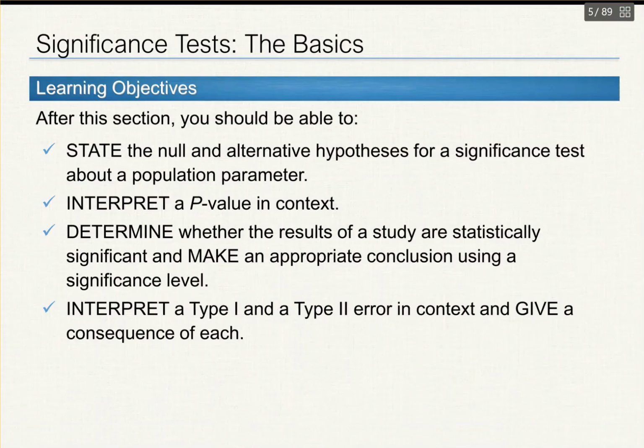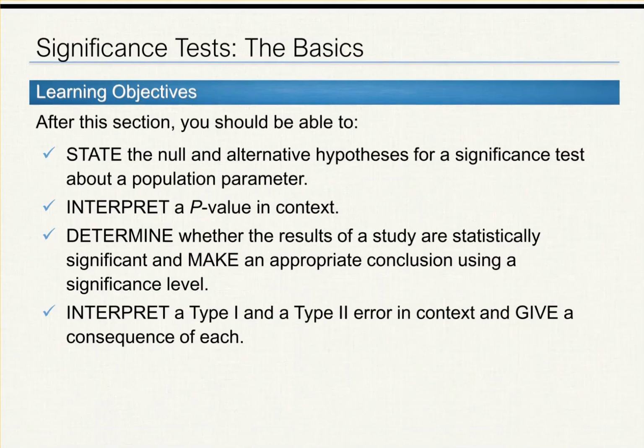By the end of this section, you should be able to state the null and alternative hypotheses for a significance test about a population parameter. Remember, a population parameter is talking about the actual mu, the actual mean of the population, or the actual p, the proportion of the population, and then interpret a p-value. This is a different thing than the p I just talked about in state. Determine whether the results of a study are statistically significant and make an appropriate conclusion using a significance level, and interpret a type 1 and a type 2 error in context and give a consequence of each.